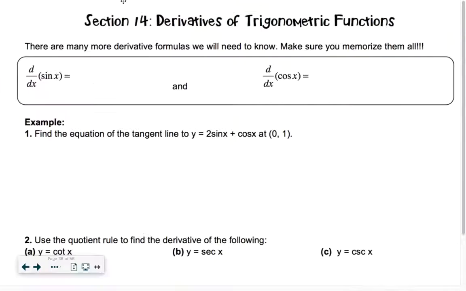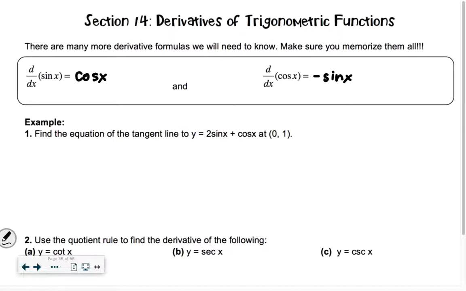So section 14 is on the derivatives of trig functions. If you remember, we talked about the derivative of sine and cosine. The derivative of sine is just plain cosine, but the derivative of cosine is negative sine. Okay, so if you know those, you're going to be good today.